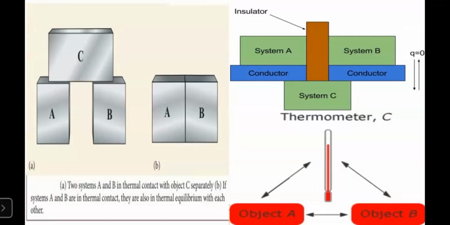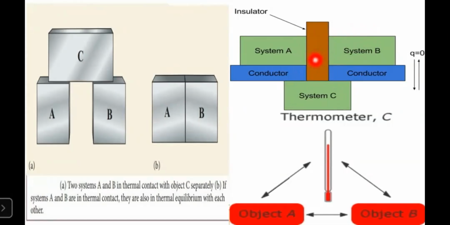So let us take three systems. Okay, 3 systems I have taken. You concentrate on C system. C system is in thermal equilibrium with system A, and C system is again in thermal equilibrium with the system B separately. Separately means there is a barrier between system A and system B. So this barrier is an adiabatic wall.